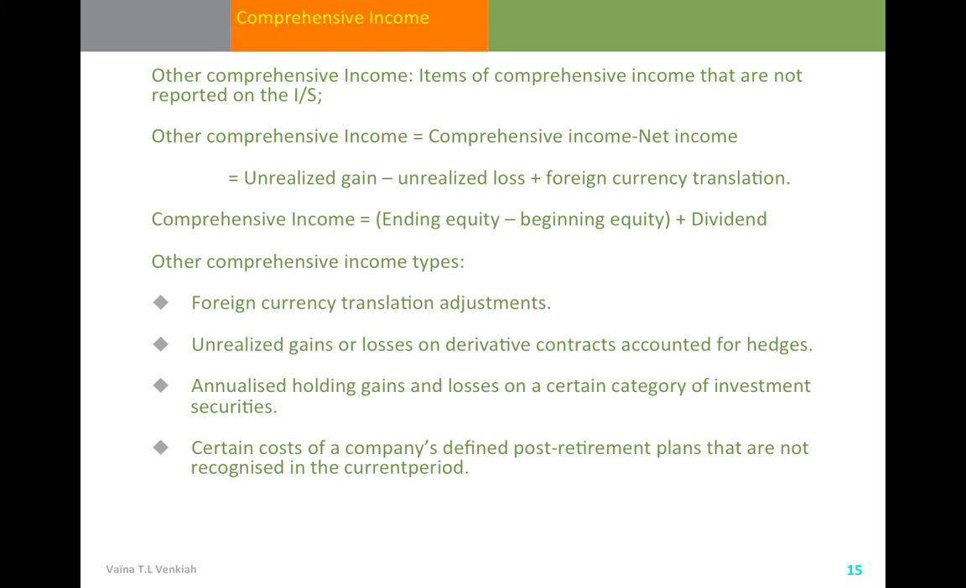Other comprehensive income types include foreign currency translation adjustment, unrealized gains or losses on derivative contracts accounted for as hedges, unrealized holding gains and losses on a certain category of investment securities, and certain costs of the company's defined post-retirement plans that are not recognized in the current period.